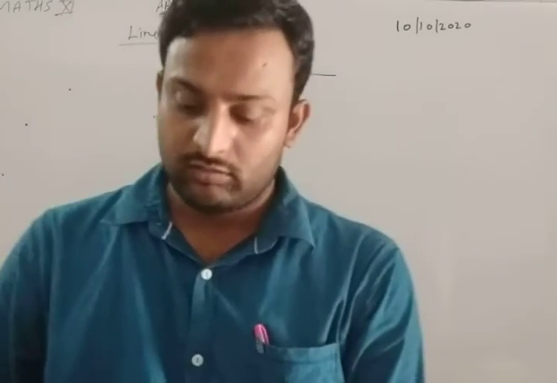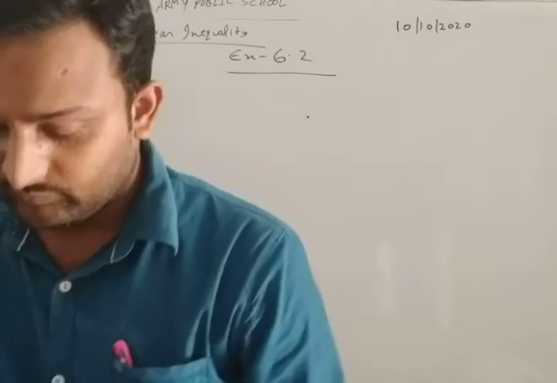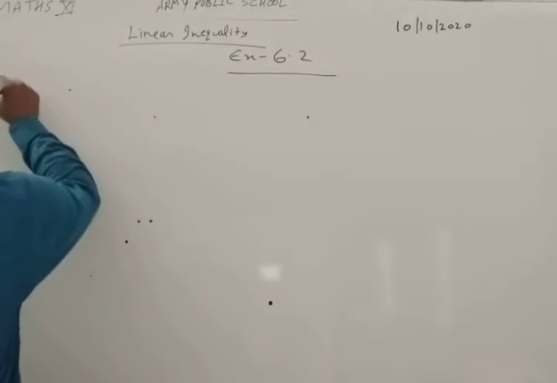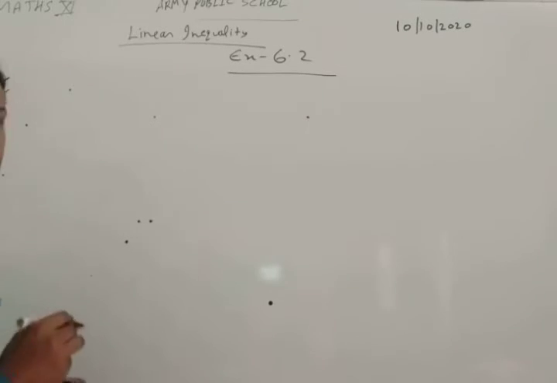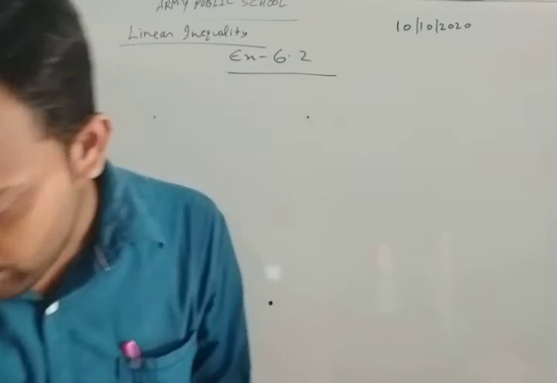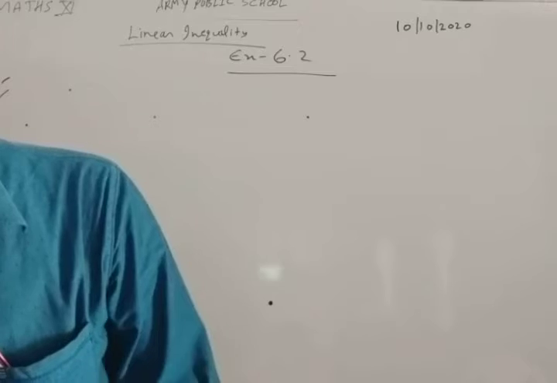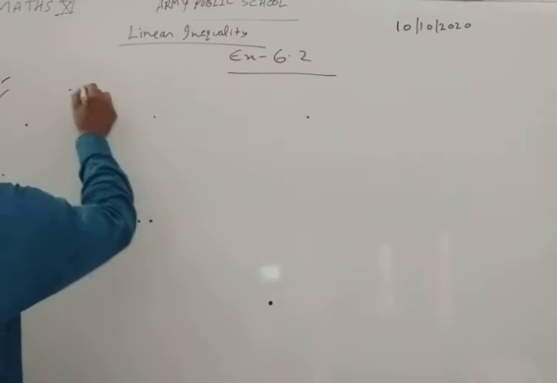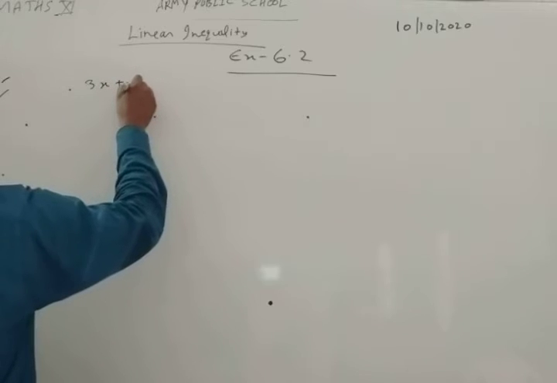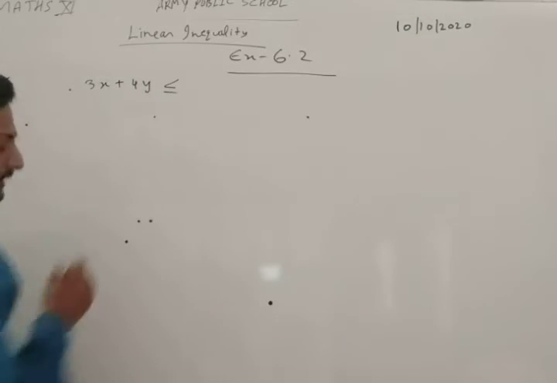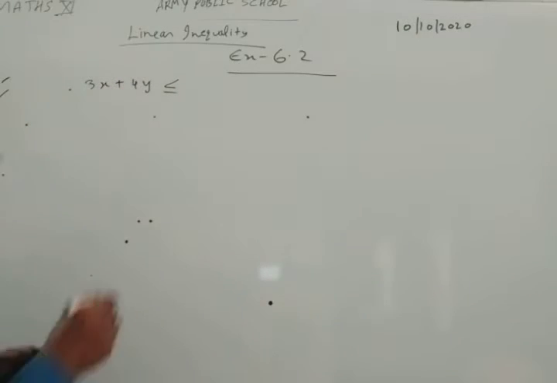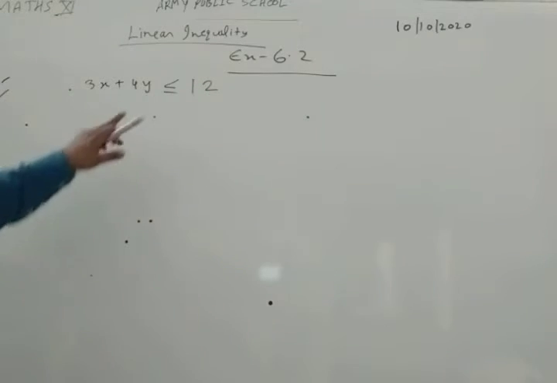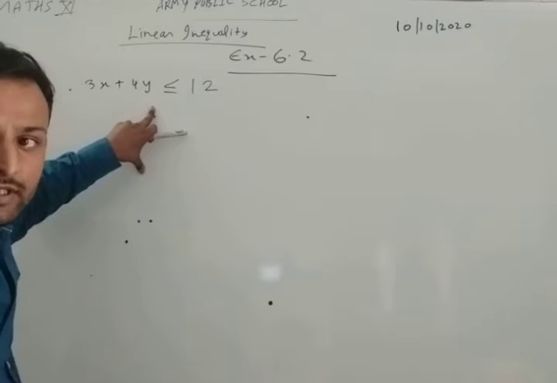So first we will take one question and solve it. Means we will draw the graph of this inequality: 3x plus 4y is less than or equal to 12. So we have to draw the graph of this inequality.